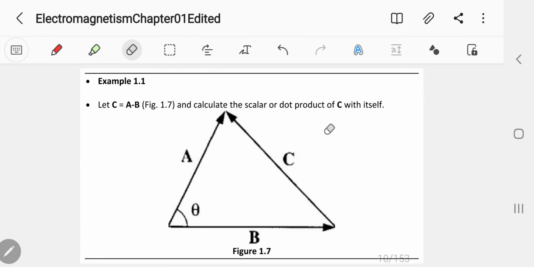Calculate the scalar product or dot product of C with itself. Let's calculate C dot C. What is this?